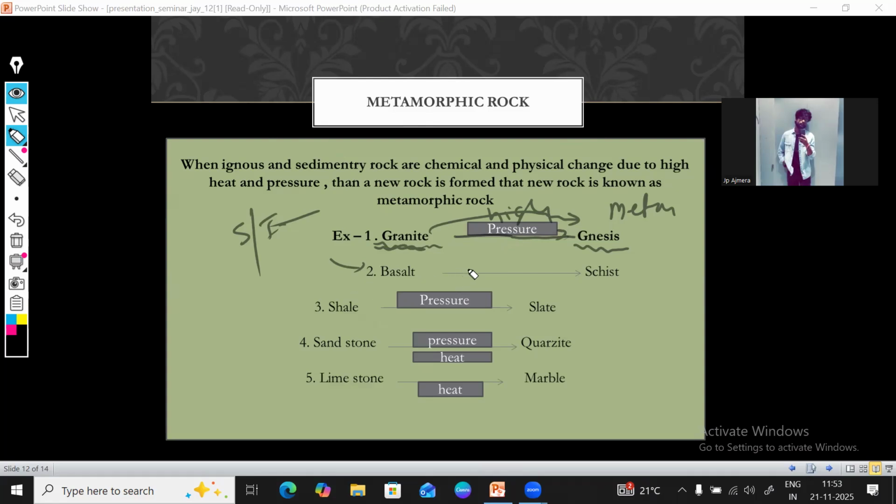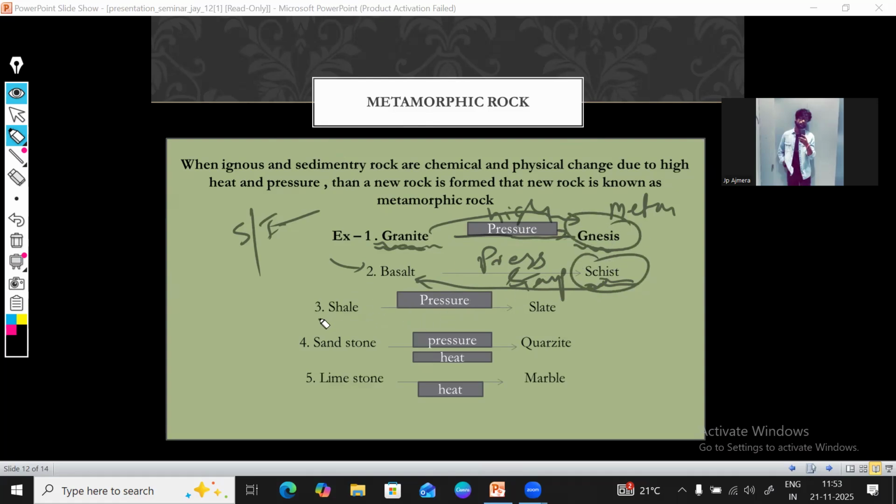So in the case of basalt, pressure and temperature both work together, and the new rock that is formed is known as schist. So schist is basically a metamorphic rock, and it is made from basalt. High pressure and temperature work together on basalt, and a new rock is formed that is known as schist. Schist is also a metamorphic rock.